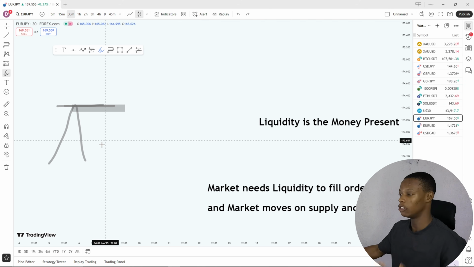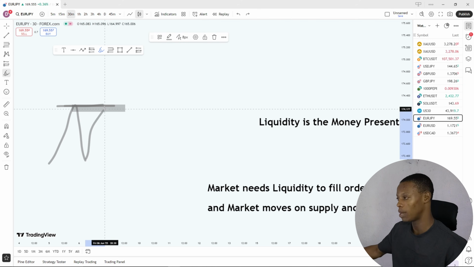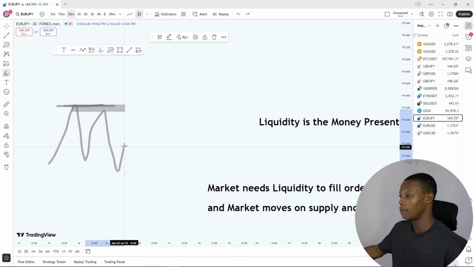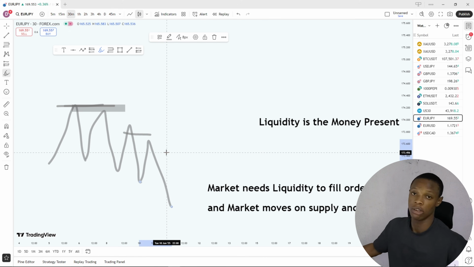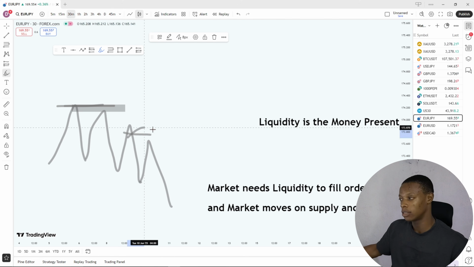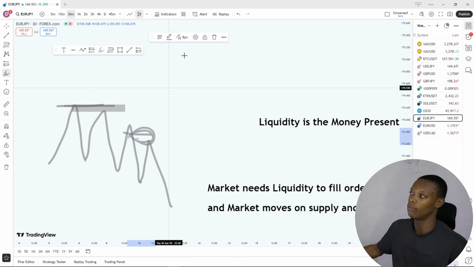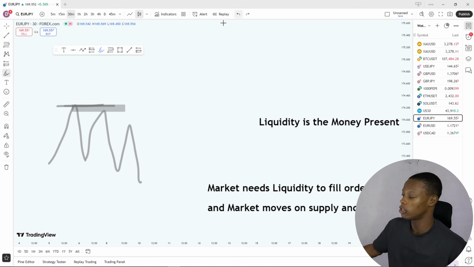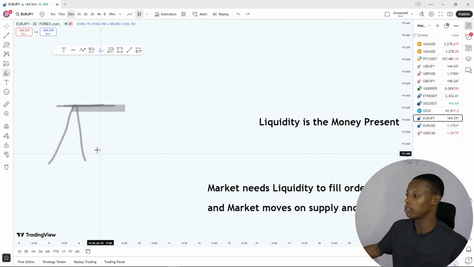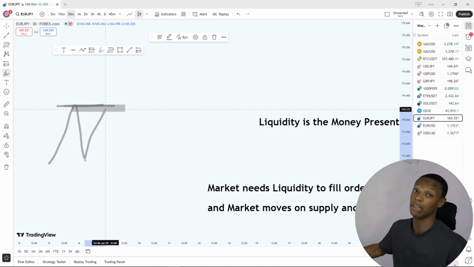If the market is in a downtrend, it's going to come back to that supply level, go down, and create another supply level. Then it comes back to that supply level, goes down, and so on, just to keep filling orders for institutional traders to keep selling at those different supply levels. Now, for the price to sell from this supply level, it's going to need liquidity.